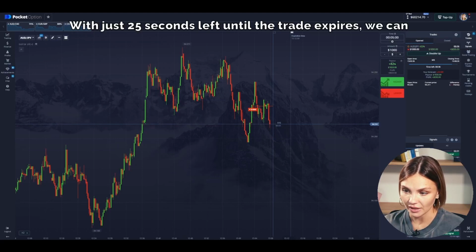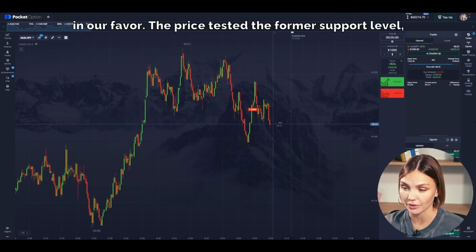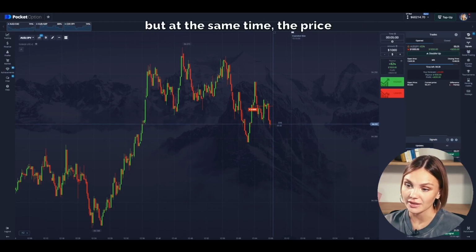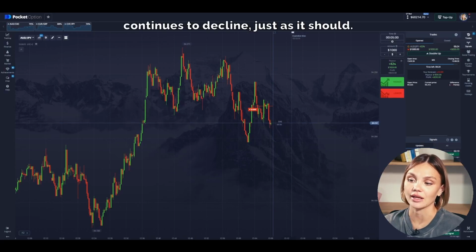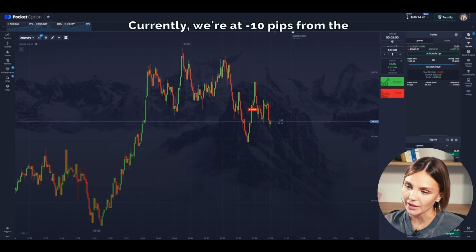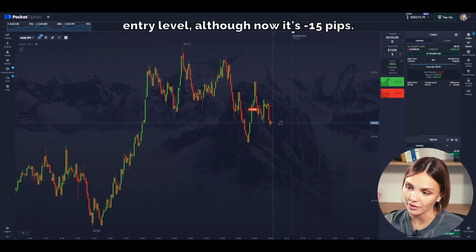With just 25 seconds left until the trade expires, we can see that everything is working perfectly in our favor. The price tested the former support level, which is normal for this pattern, but at the same time, the price continues to decline, just as it should. Currently, we're at minus 10 pips from the entry level, although now it's minus 15 pips.